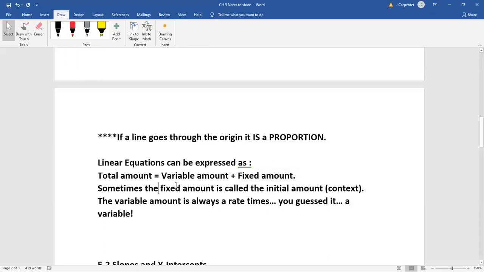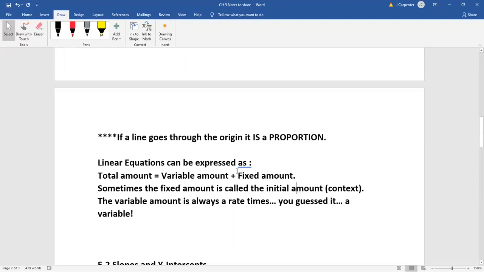Sometimes the fixed amount has a better name, though. Sometimes we call it an initial amount, and that just depends on the context. Fixed amount is sometimes a rent. That's not really an initial amount. Sometimes the fixed amount is that 100 miles that was already on the trip when you hit reset. That feels like an initial amount. So fixed and initial, those two words are kind of interchangeable. So if you see the word initial, that means fixed.